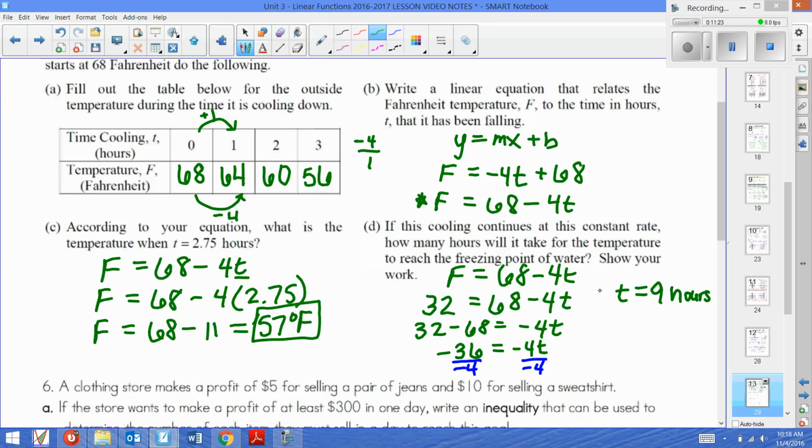So it will take 9 hours for the, what's cooling? Oh, the outside temperature. So the outside temperature will reach 32 degrees, or the freezing point of water, after 9 hours.